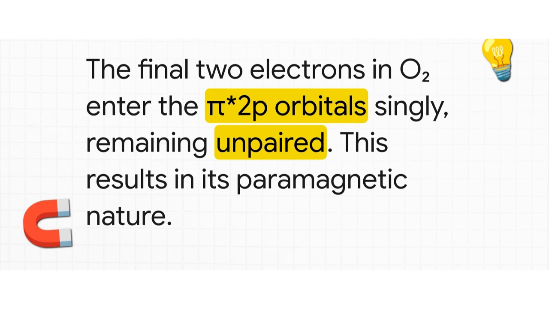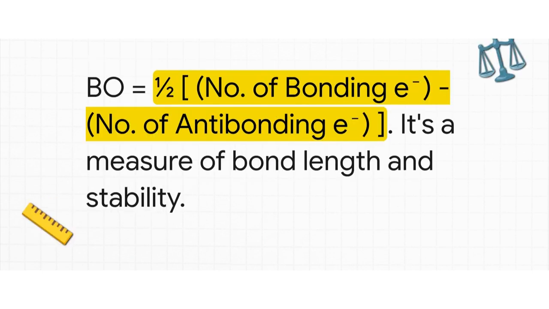Aha! Puzzle solved. MOT gives us another really powerful tool, and that's bond order. The formula is really simple. It's just half of the number of electrons in bonding orbitals minus the number of electrons in antibonding orbitals. This number basically tells us how many bonds exist between 2 atoms. Is it a single, double, or triple bond?